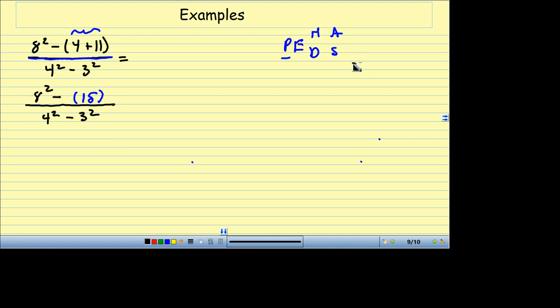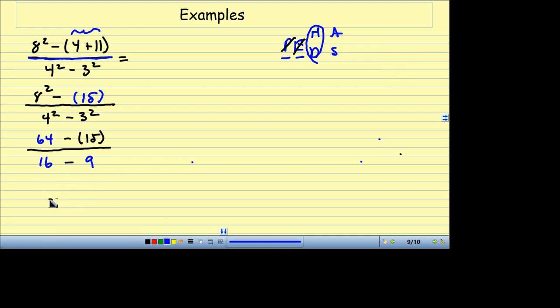Next thing, I'm done with parentheses. I'm on exponents. So let's look for exponents. I've got some exponents at the top. I've got 8 squared. All right, cool. That's 64. I got exponents at the bottom. Cool. So I got 4 squared, 16, 3 squared, 9. So it's 16 minus 9 there at the bottom. No more exponents. Done.